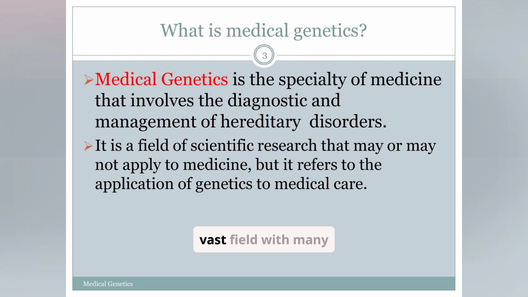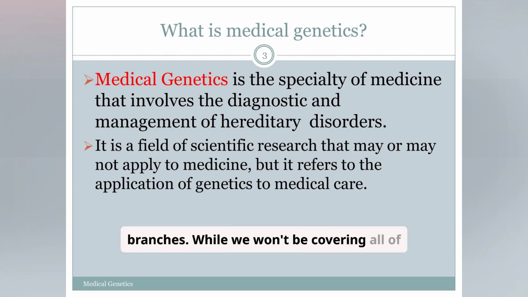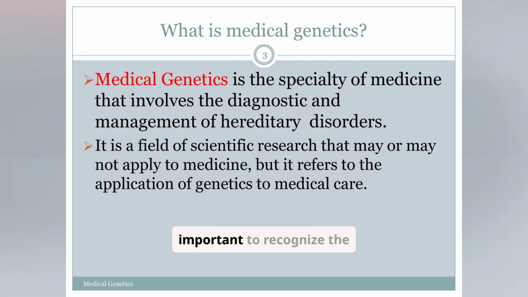Genetics is a vast field with many specialized branches. While we won't be covering all of them today, it's important to recognize the breadth of the discipline. Some key branches include medical genetics, which is our focus, as well as microbial, molecular, population, archaeogenetics, psychiatric, and quantitative genetics. Each of these branches offers a unique perspective on the role of genes.